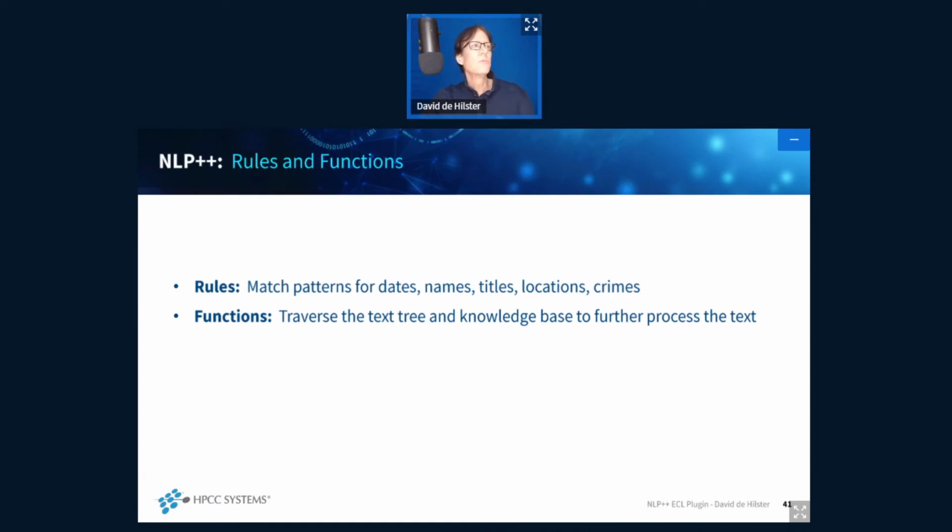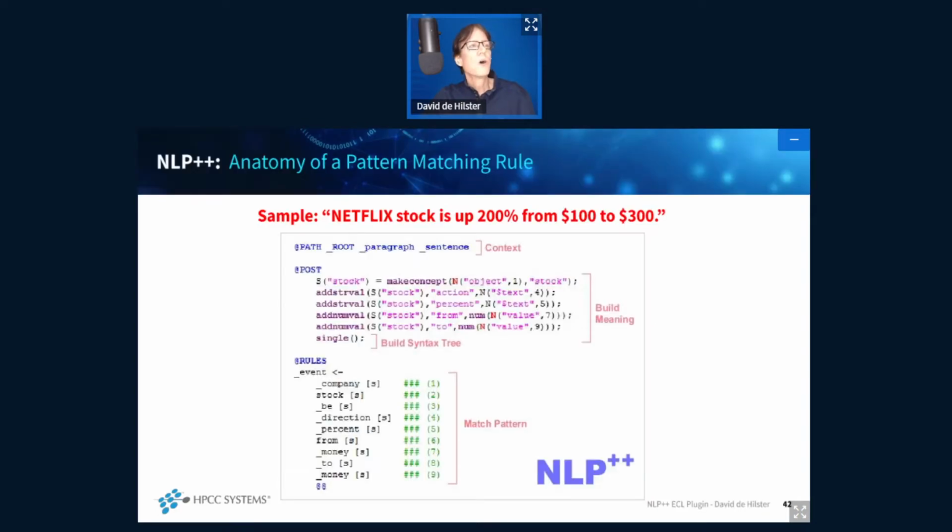Well, we have rules in NLP++, just like the rules you have in ECL that match patterns for dates and names and locations, et cetera. We also have functions you can write that can traverse the parse tree, the structural tree of the sentence or the article, and the knowledge base to process it further. So let's take a look at the anatomy of one of the pattern matching rules. This is NLP++. Basically, you have here a sentence, Netflix stock is up 200% from $100 to $300. This is not for this particular one, but it's a good illustration. All of these things must be matched, 1 through 9.